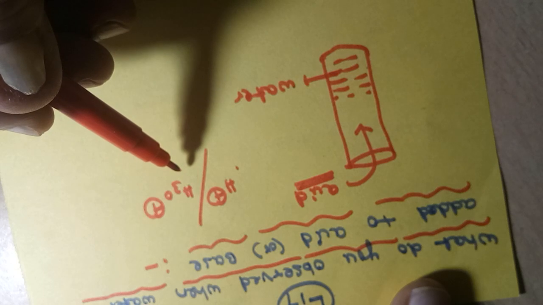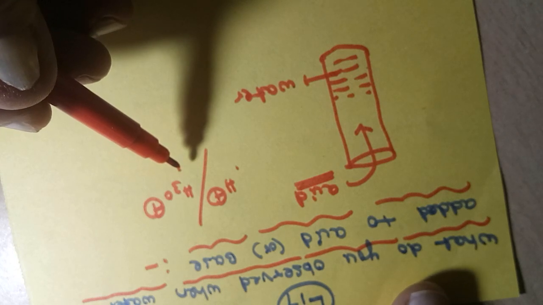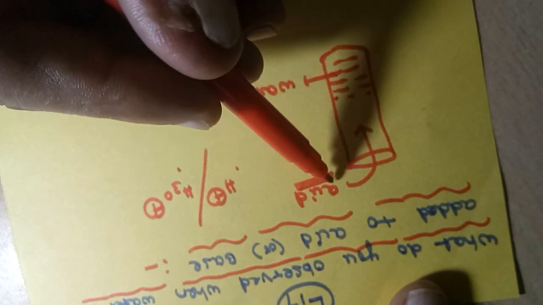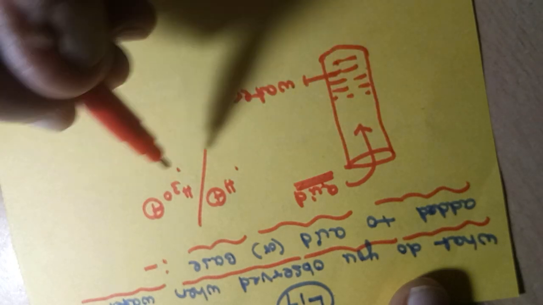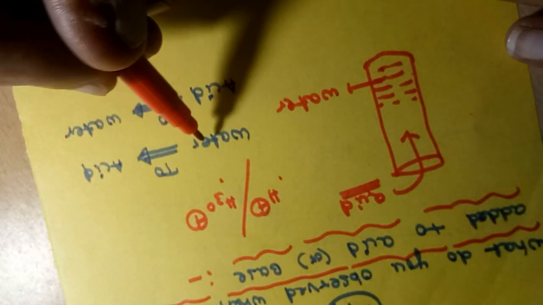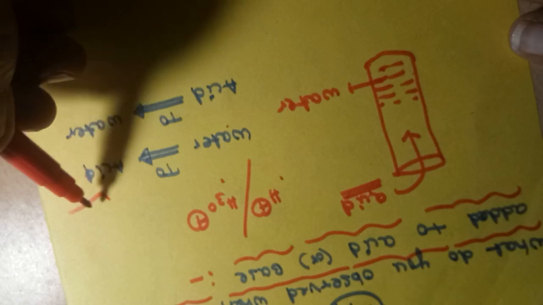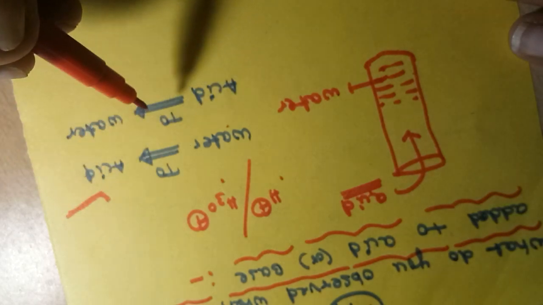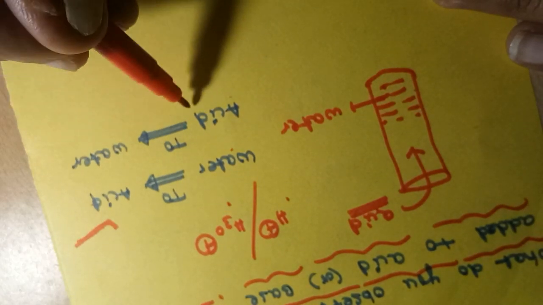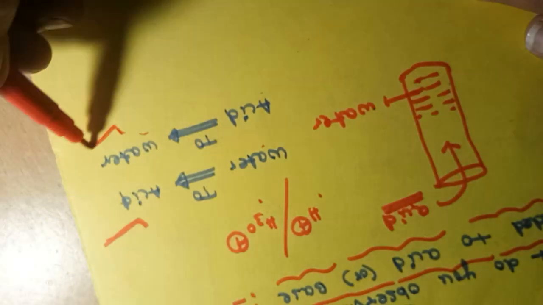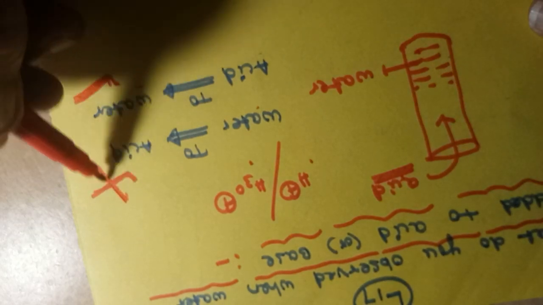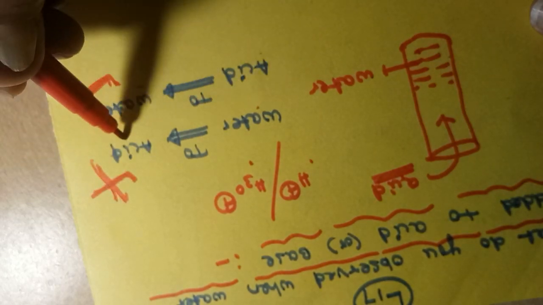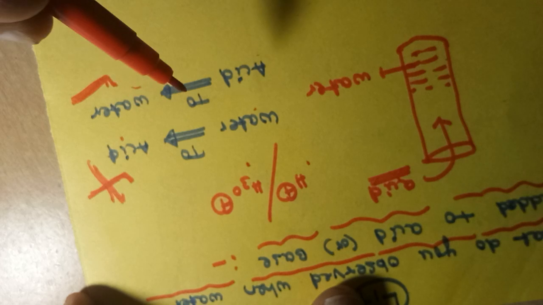While defining, we say adding water to acid is called dilution. But in an experiment we should not add water to acid. We always add acid to water. We never add water to acid.